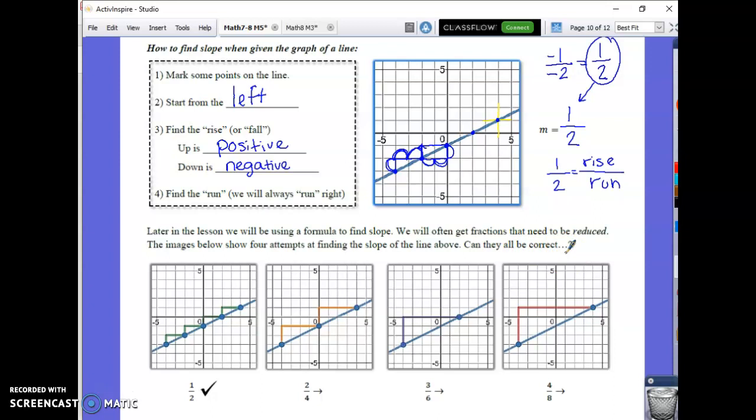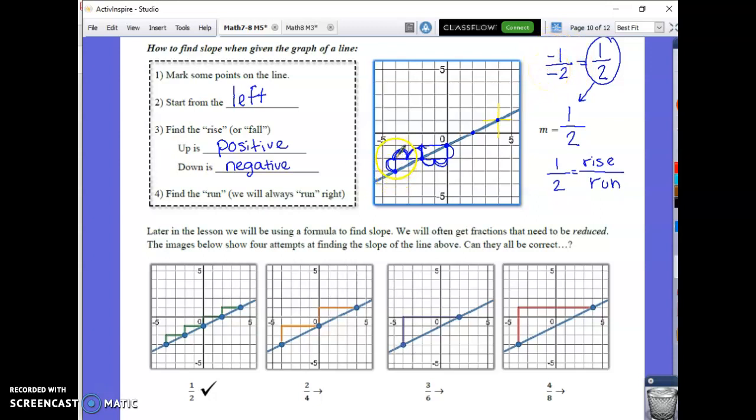Sorry, before we look at these 4 down here, let's look at this last statement. It says, find the run by going to the right, and it says we will always go right. I'm not a big stickler on that. You can go up and to the right, or you can go down and to the left, because you're going to end up getting the same exact slope either way. You just have to make sure that you're designating the correct signs with the correct movement.